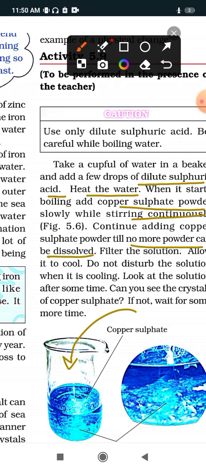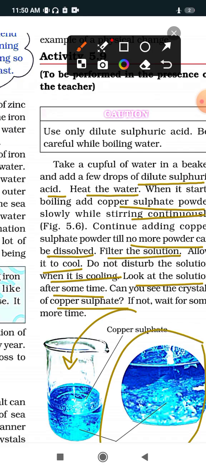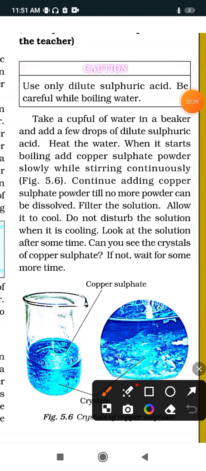Okay, we will filter the solution and allow it to cool, and we will not disturb the solution while it is cooling. After some time we will see that crystals of copper sulfate are formed, blue in color, beautiful crystals. Sometime you can perform this activity in the lab also. Cool the solution and we will get the crystals. So crystallization is an example of physical change. Clear? Physical change.